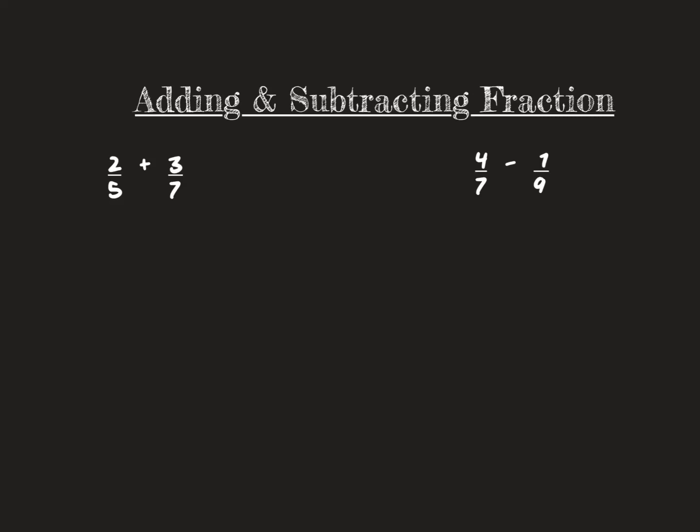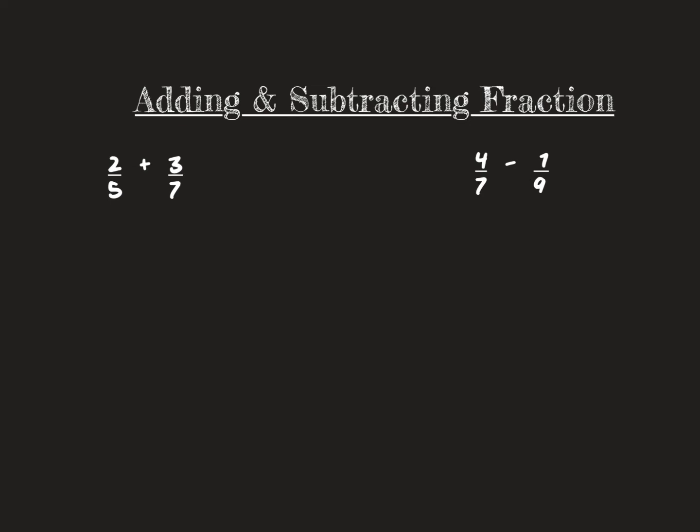We're going to take a look at adding and subtracting fractions. Now, when you're adding and subtracting fractions, you need to have a common denominator. That means the bottom number of your fraction has to be the same for both fractions. If you haven't got a common denominator, you can't add them.